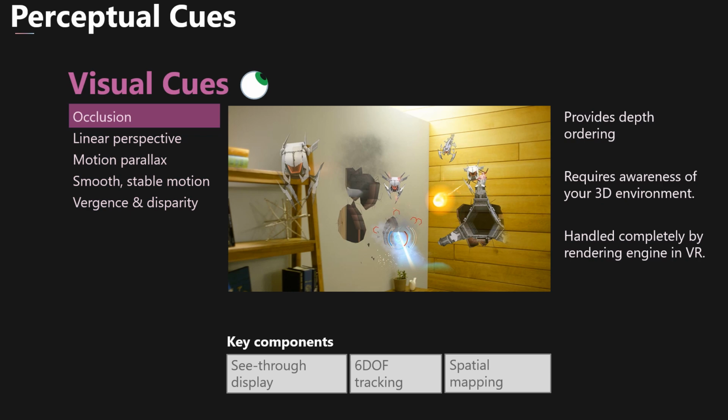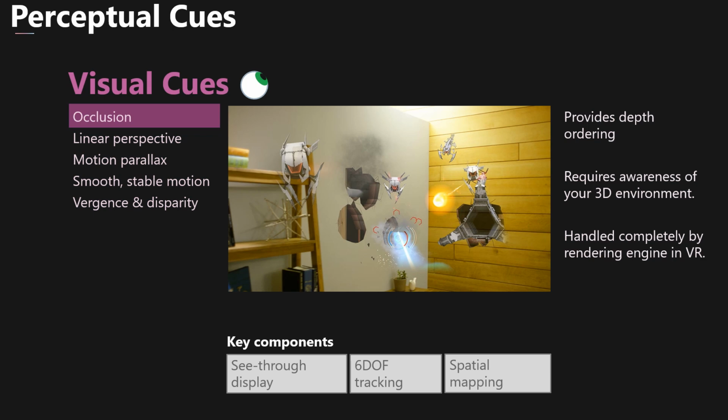So maybe the most fundamental visual cue to depth is occlusion. It's an unambiguous cue to depth ordering relative to the observer. So for instance, when object A blocks your view of object B, you know that A must be closer than B. In this example, you can see the hologram on the left, that robot in front of the bookshelf. Since the robot is occluding the bookshelf, you know the robot must be closer to you than the bookshelf.